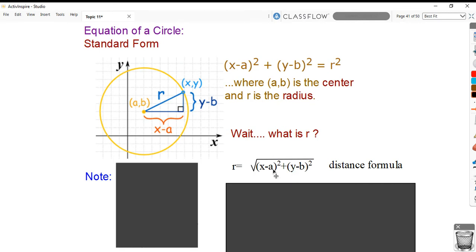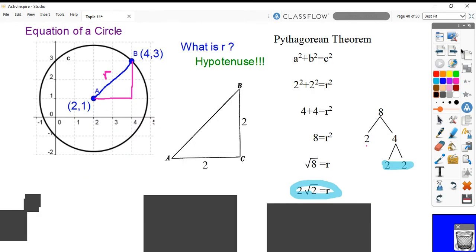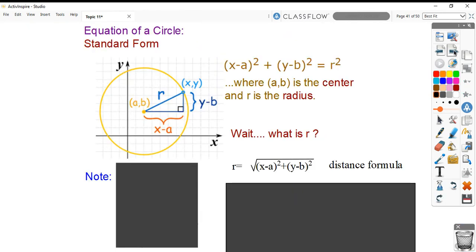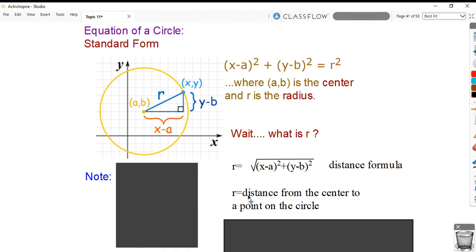Okay, and you know that the distance formula and the Pythagorean theorem that we just did right here are very, very similar things, right? Like secretly on the down low, distance formula is just the Pythagorean theorem. Okay, it's a Pythagorean theorem with this side of the triangle and that side of the triangle. And we'd be looking for the hypotenuse, which is r. Okay, so that's what it is. R is the distance from the center to a point that's on the circle.